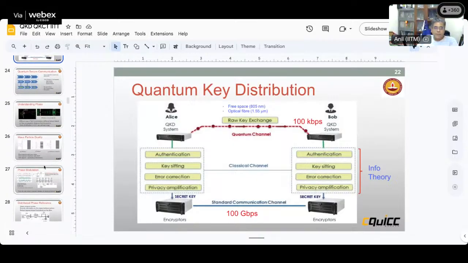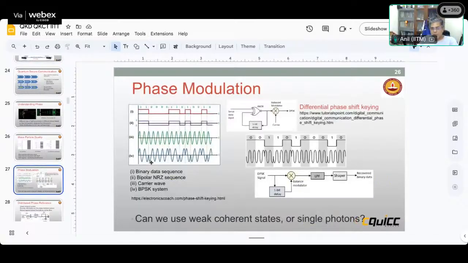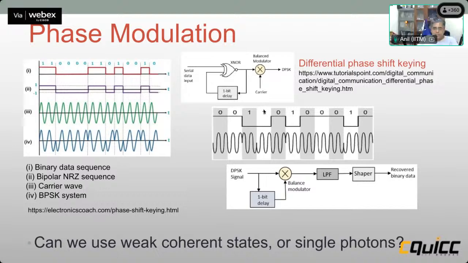Okay. If you want to talk about phase, this is also something that we can do classically. This is how we would do phase modulation. One easy way of doing it is to use a binary data sequence. You can send 110000 11010010, and the top curve out here is what is called curve 1.